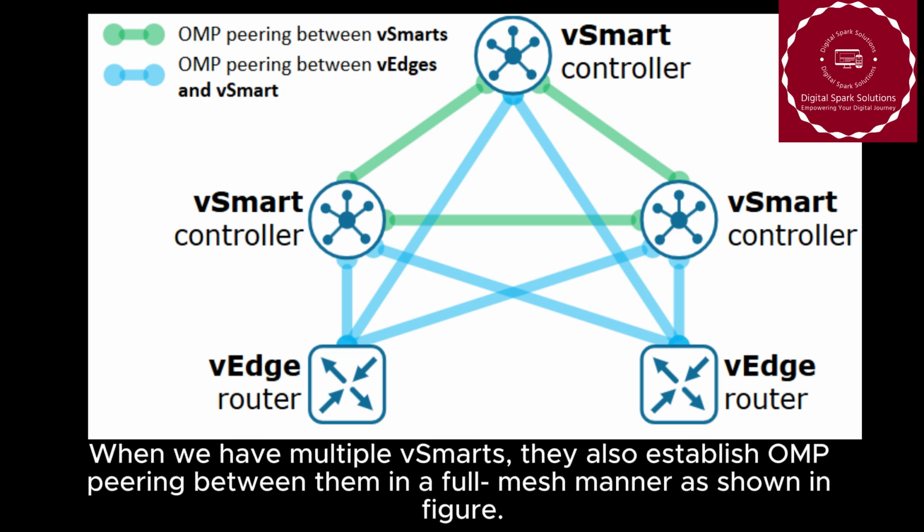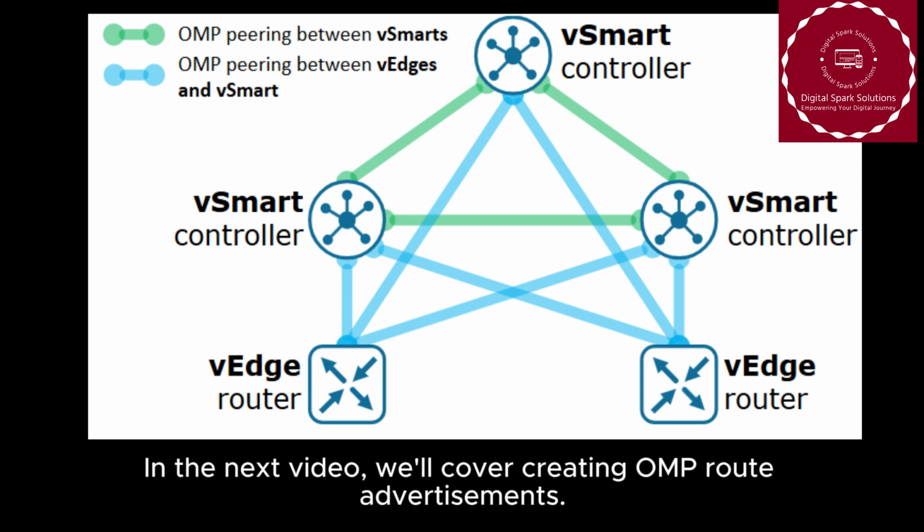When we have multiple vSmarts, they also establish OMP peering between them in a full mesh manner as shown in the figure. In the next video, we'll cover creating OMP route advertisements.